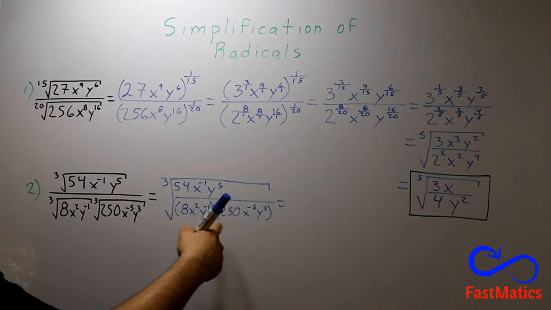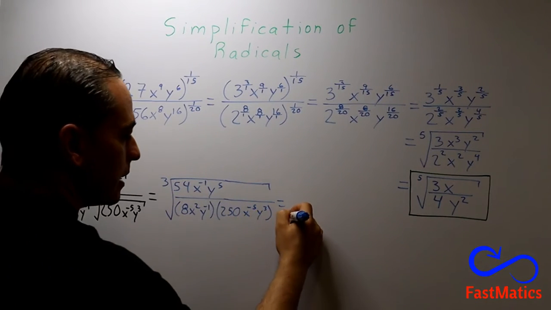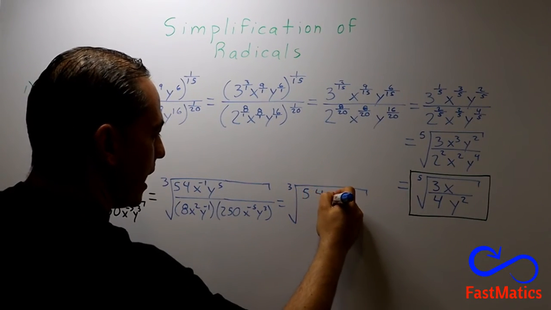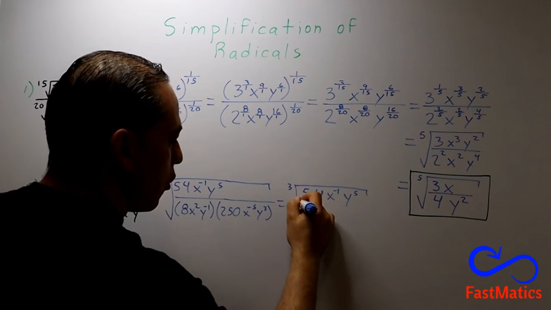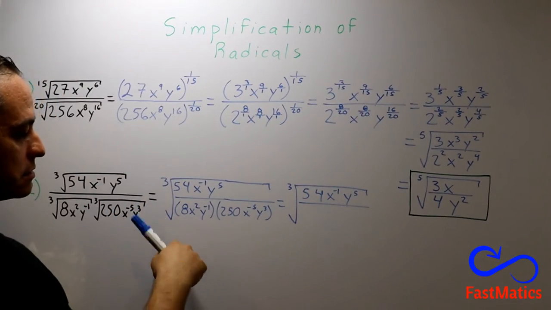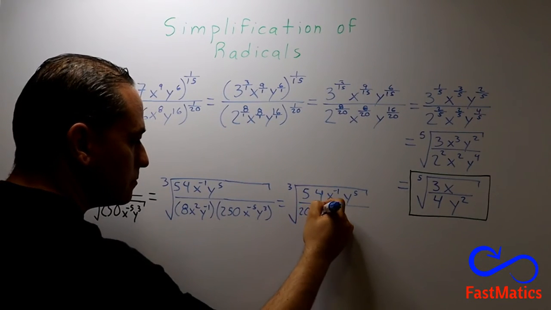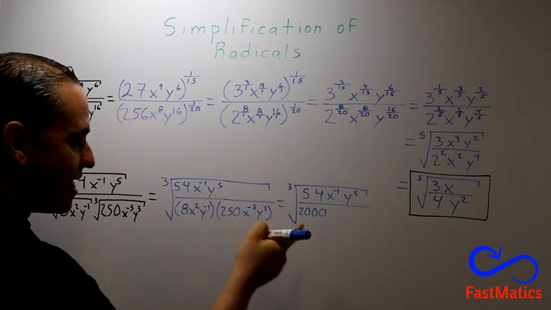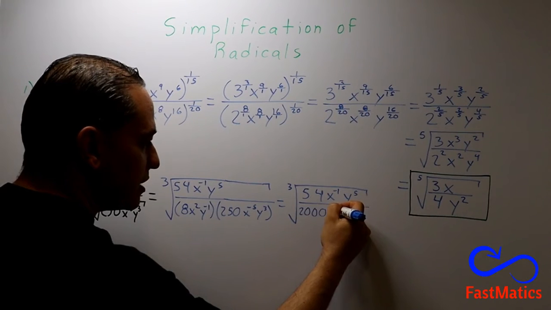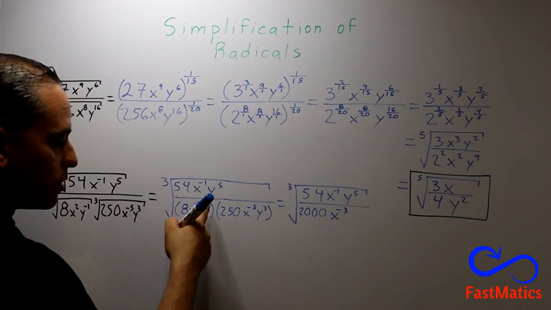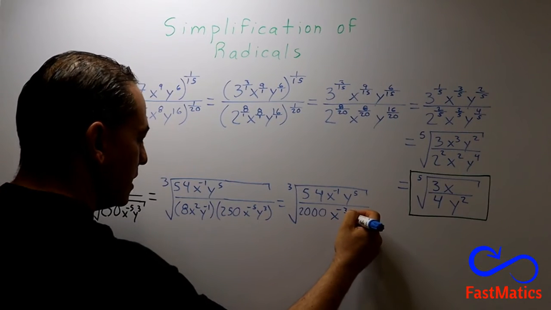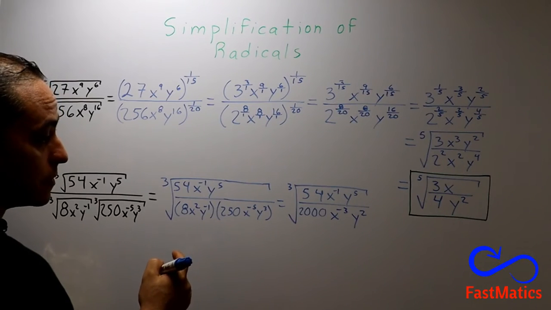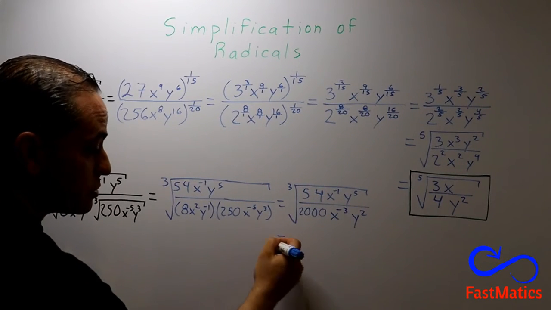Now we're going to solve those multiplications, and here we have the cube root of 54x to the power of negative 1 y to the power of 5 over, so 8 times 250 is 2000, x squared times x to the power of negative 5, you add the exponents and you have x to the power of negative 3. And finally, y to the power of negative 1 times y to the power of 3 is y squared. Now, we're going to simplify those expressions and that's it.